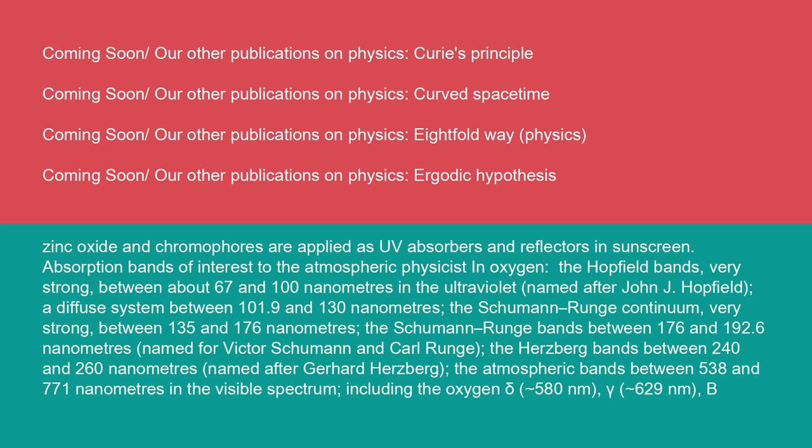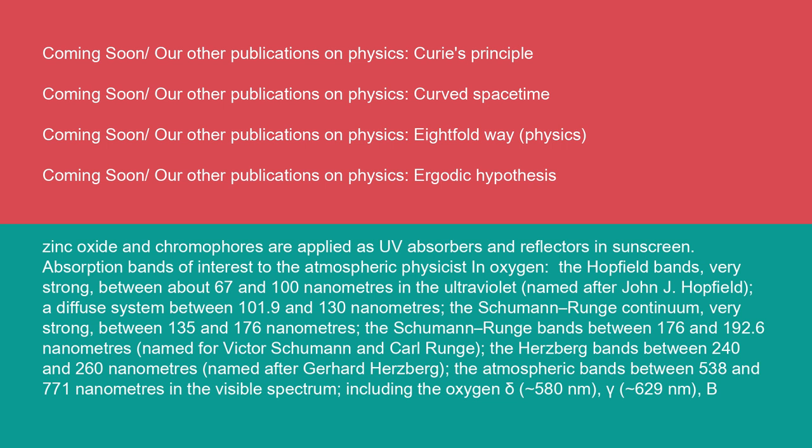The Hopfield bands, very strong, between about 67 and 100 nanometers in the ultraviolet, named after John J. Hopfield; a diffuse system between 100 and 130 nanometers. The Schumann-Runge continuum, very strong, between 135 and 176 nanometers. The Schumann-Runge bands between 176 and 192.6 nanometers, named for Victor Schumann and Carl Runge. The Herzberg bands between 240 and 260 nanometers, named after Gerhard Herzberg.